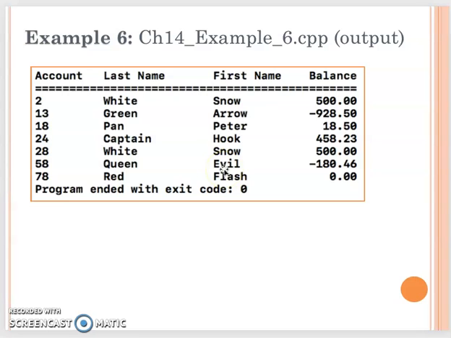So your output displays all the account information. That means earlier when we got the user input and wrote to the binary file, we did that correctly in example 5. So in example 6, we just display the information.